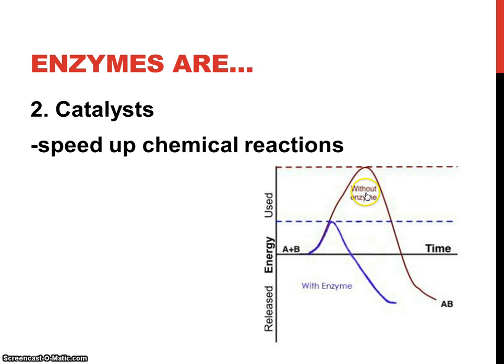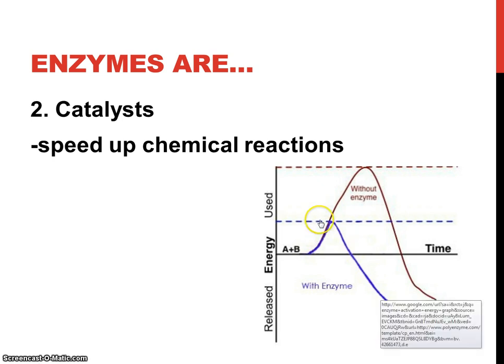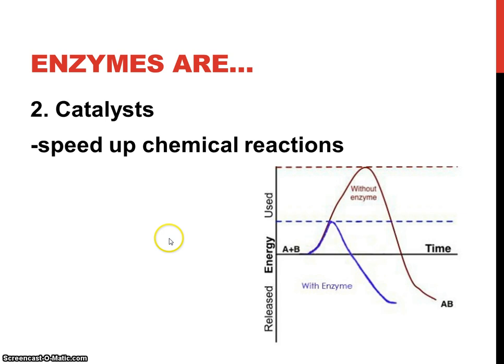So a lot of times you'll see graphs similar to this. The red one is the graph without the enzyme, okay? So you notice that it takes a lot more energy and a lot more time without the enzyme. You look at the enzyme, that curve is so much shorter. A lot less energy and a lot less time. So enzymes speed up chemical reactions. They make them happen much faster than they would without the use of enzymes.